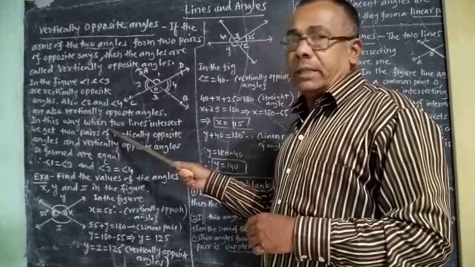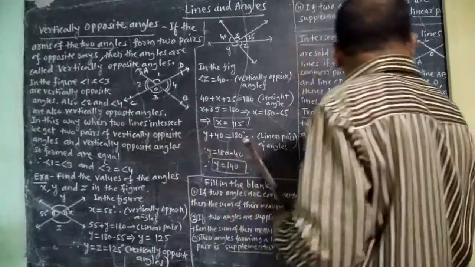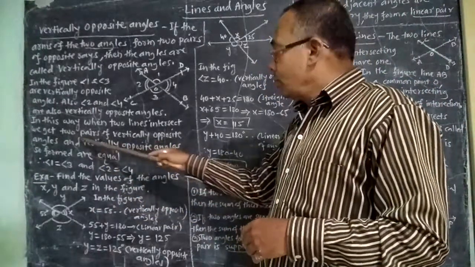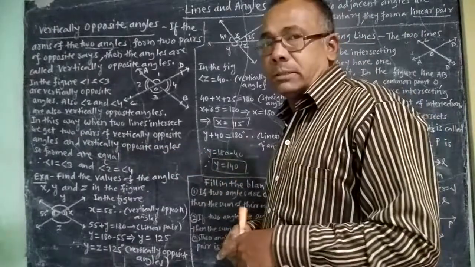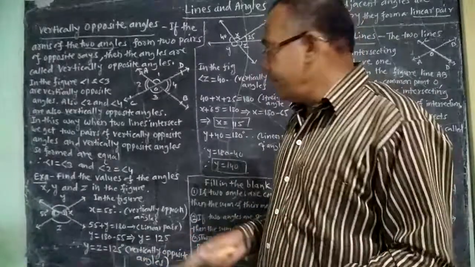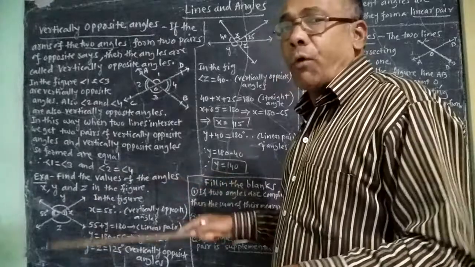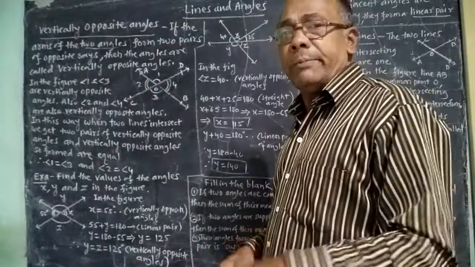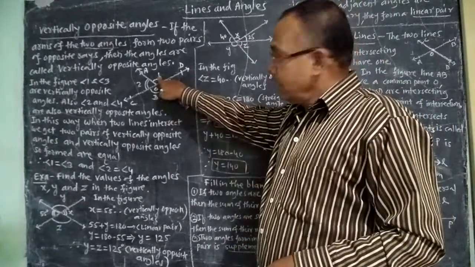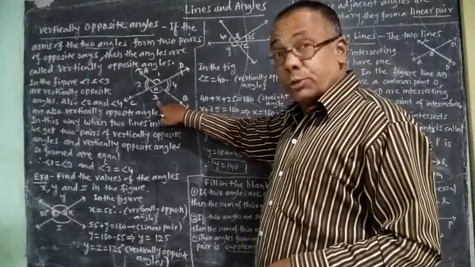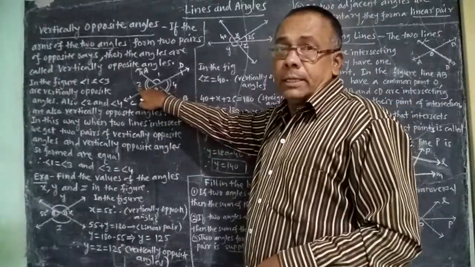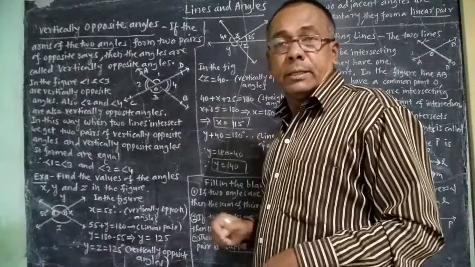In this way, when two lines intersect, we get two pairs of vertically opposite angles, and we must know that the vertically opposite angles so formed are always equal in measure. Means if the measure of angle 1 is 110, then the measure of angle 3 is also 110. If the measure of angle 2 is 80 degrees, then angle 4 is also 80 degrees.